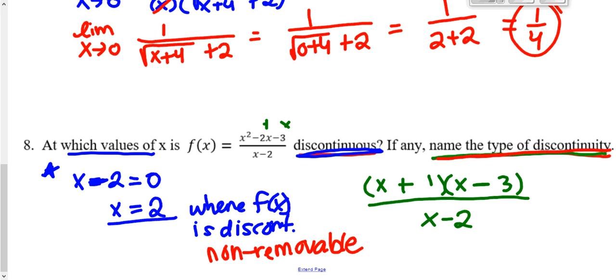So name the type of discontinuity. It is a non-removable discontinuity. And that's it for this question.